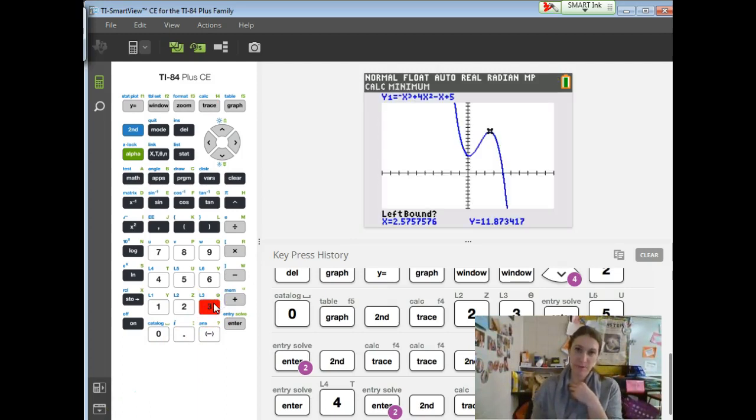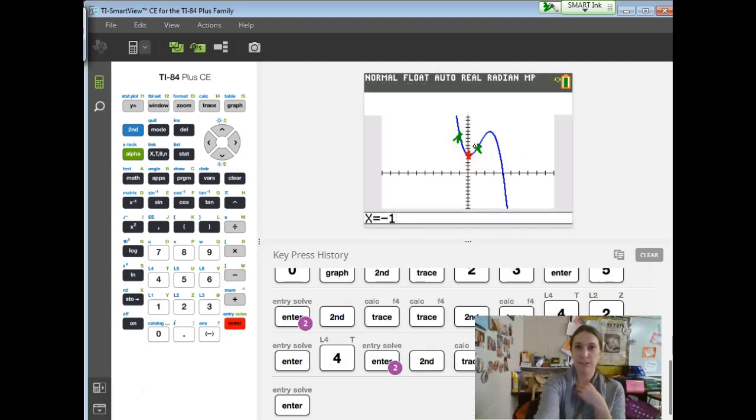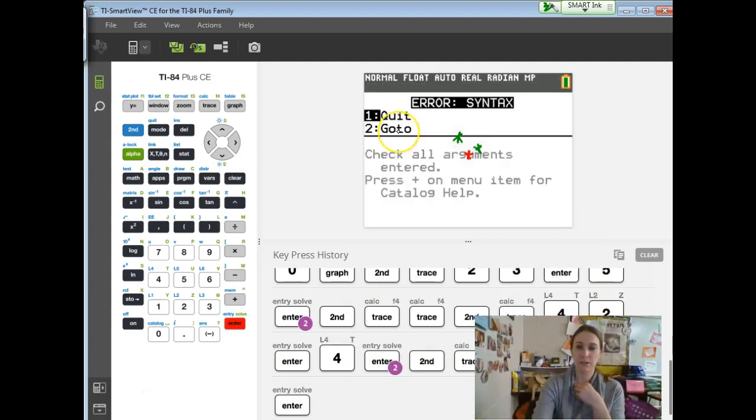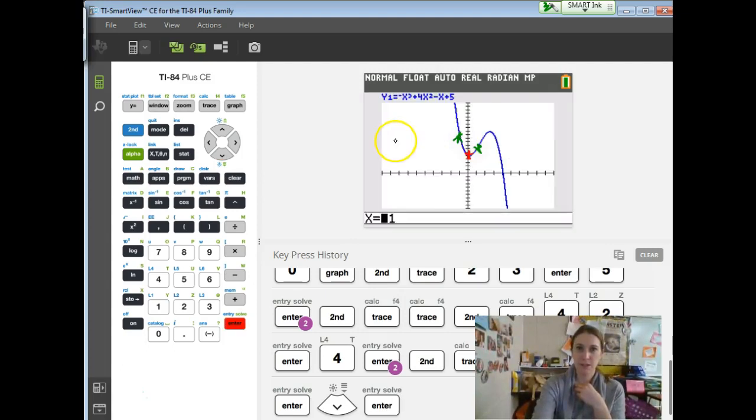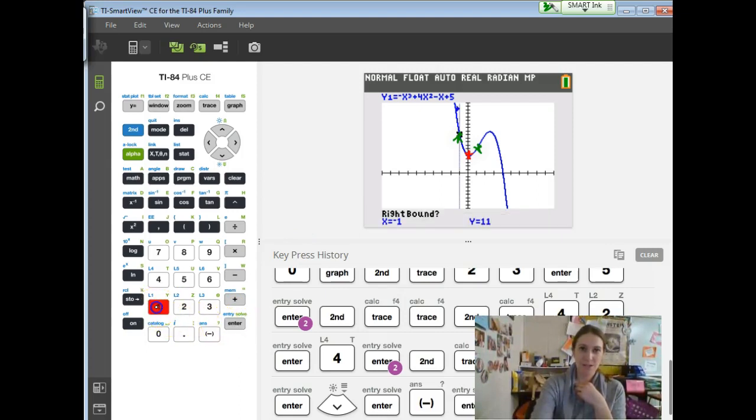And then when I go left bound, right bound of the minimum, I'm referring to this guy right here. So something to the left of him would be like at -1, and something to the right of him would be at 1. So that's where I'm going to go. -1 to the left. Oh, I typed the wrong thing. I typed a subtraction symbol. It doesn't like that. Here, -1. There we go. Enter. And then right bound 1.